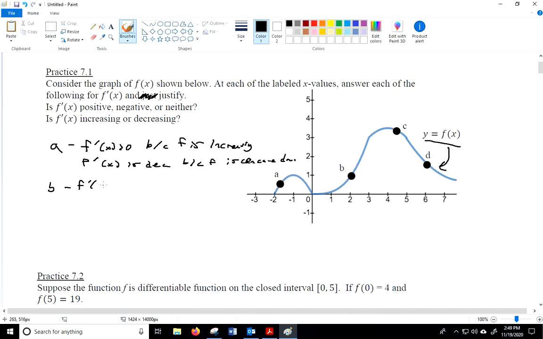All right, let's look at letter B. f prime at B must also be positive, again because f is increasing. But unlike at A, f prime is increasing. f prime is increasing because f is concave up.